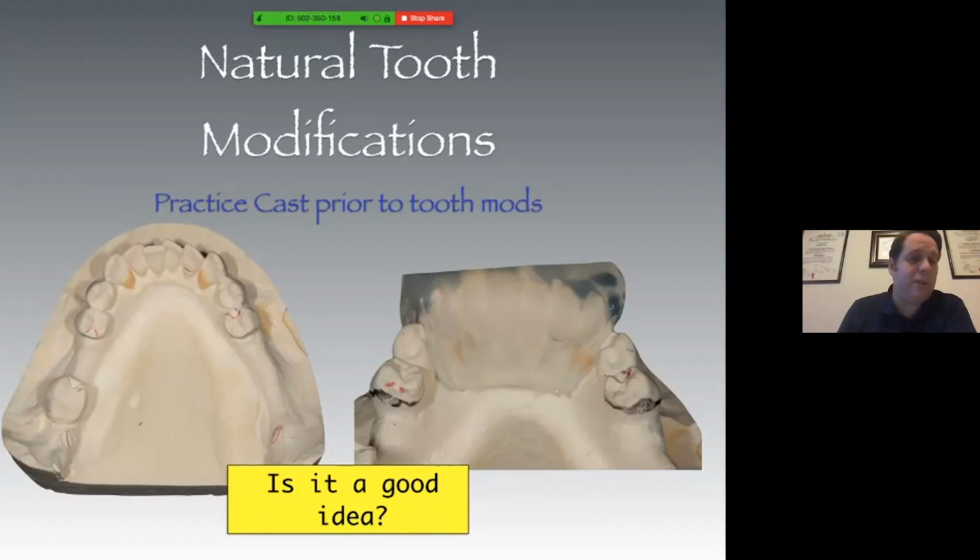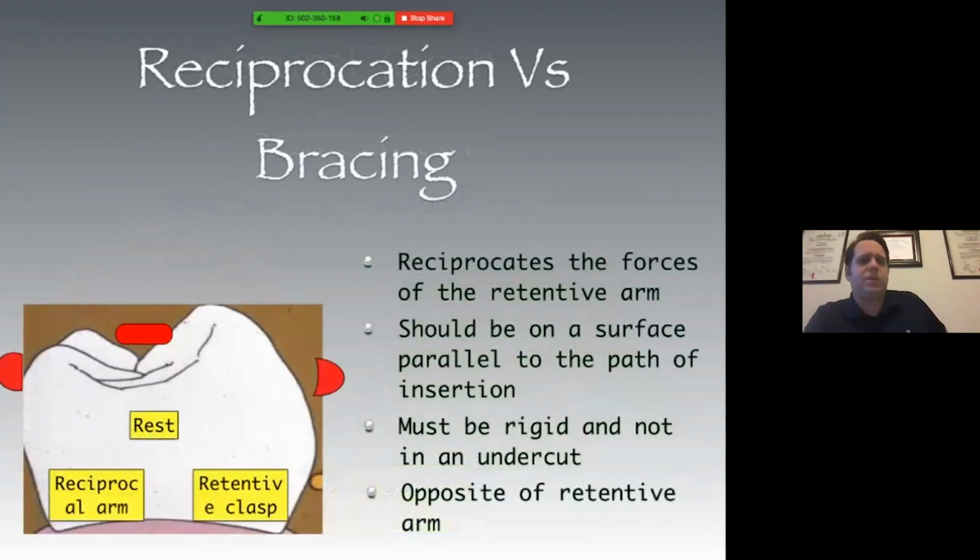Sometimes you have to do overcontouring of the teeth, and I'll talk a little bit about the few things that you can do to overcome situations where maybe you don't have enough undercut, or the shape of the tooth really doesn't lend itself to a good retentive area for your clasp and whatnot. I wanted to also talk a little bit about reciprocating and bracing. Those are similar but not identical terms. Basically, bracing and reciprocating refer to the same thing.